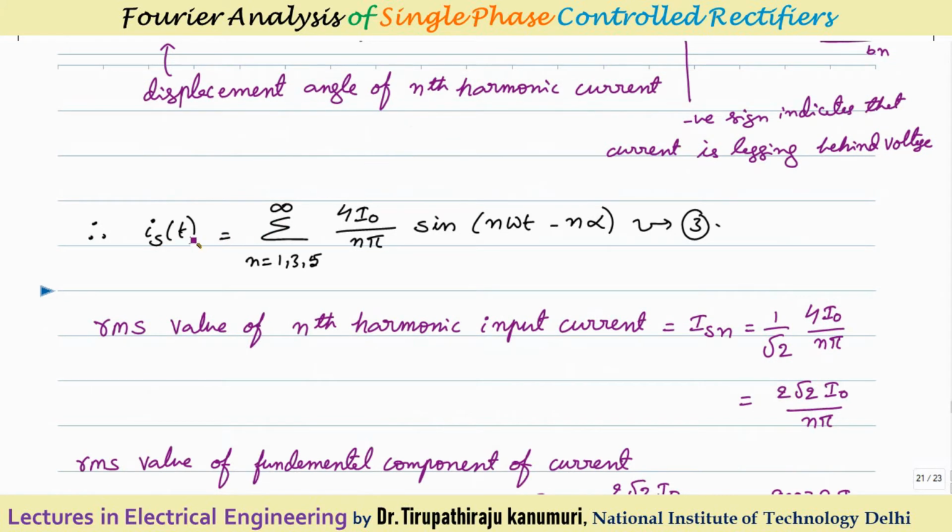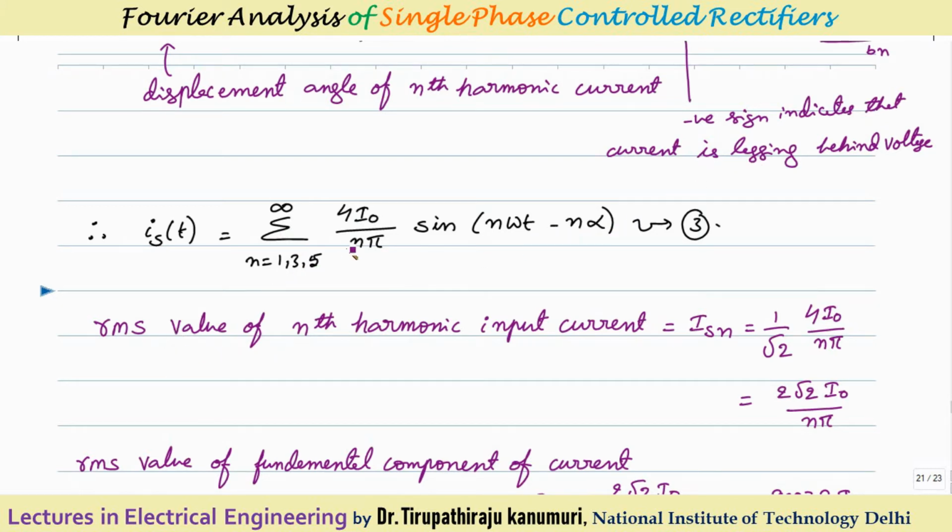So when you substitute in the value of is of t, I can calculate it as, because the DC component becomes 0 and the only components that will be there are odd harmonic components. So n is equal to 1, 3, 5, etc., up to infinity, 4 times I naught by n pi, sine of n omega t minus n alpha. When you substitute, you will get this value.